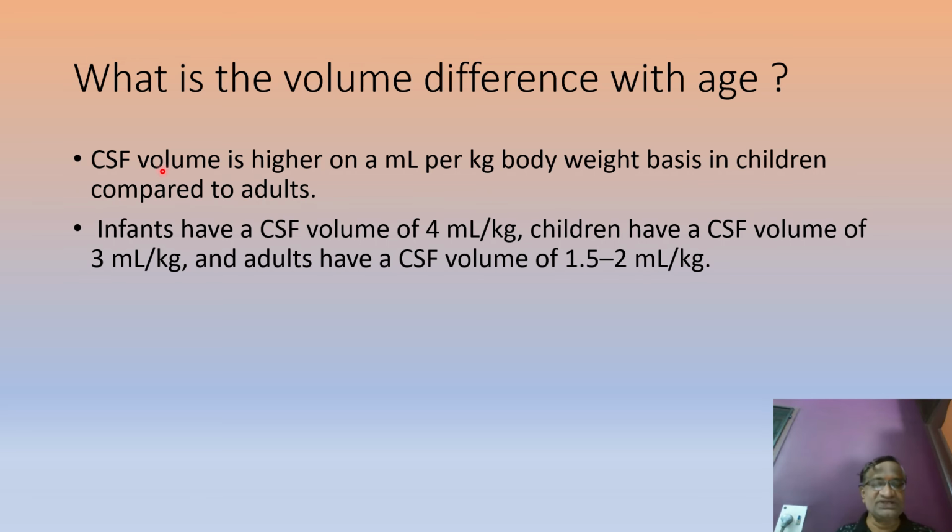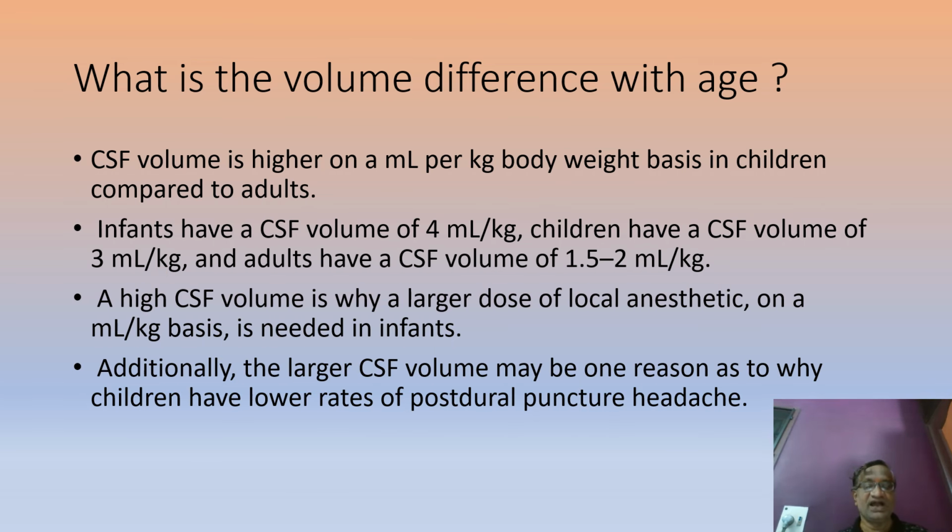What is the volume difference in age? CSF volume is around 2 ml per kg for an adult, 150 ml. But it is 4 ml per kg in children, and 3 ml in older children. In infants, it is 4 ml. That is why a high CSF volume is there in infants, and that is why we need a large dose. Larger CSF volume per weight also makes the headache very less. This is pediatric spinal anesthesia, which is a different topic.